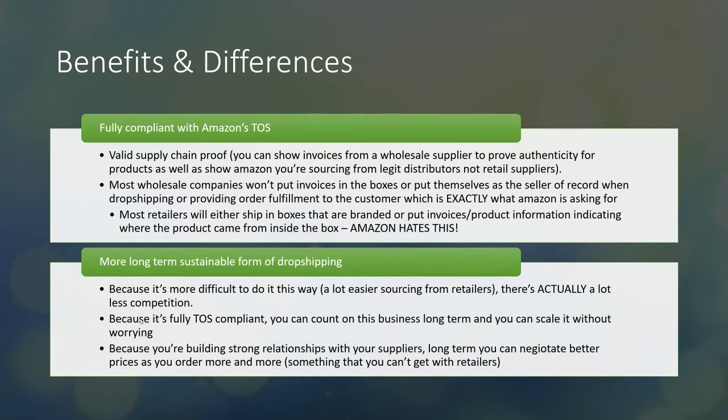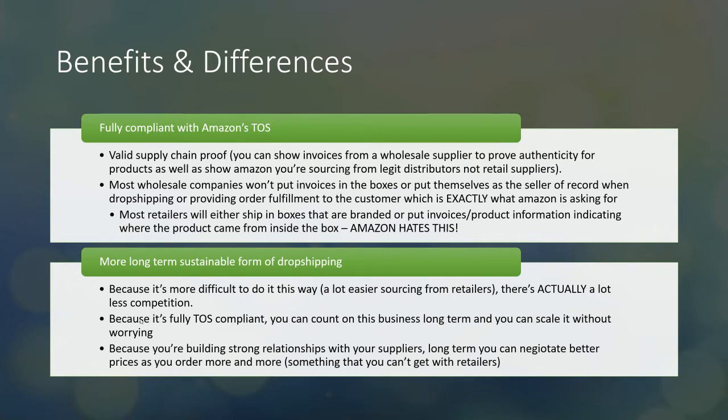So that's obviously a benefit as well, right? Now, also, this is fully compliant with Amazon's terms of service. So you're going to have a valid supply chain in case they inquire about a product, or in case a customer's not happy, or if you need an invoice. Also, you'll be able to get ungated with this if you're buying invoices of 10 plus quantity to get ungated with those suppliers, and then drop shipping after the fact. That's a completely different topic. But the key here is you'll have proof of a valid supply chain, because you can always show invoices from a wholesale supplier to prove authenticity on Amazon, as well as show Amazon that you are indeed sourcing from a legit distributor and not a retail supplier.